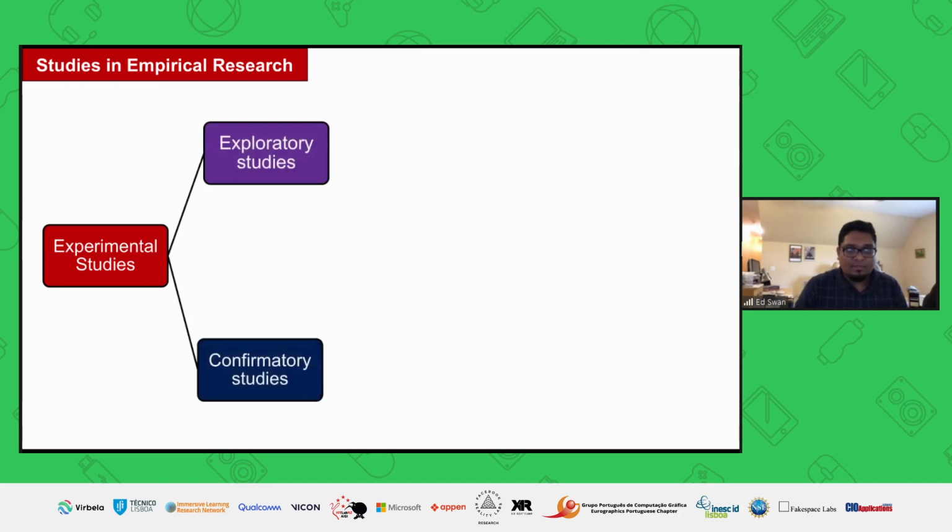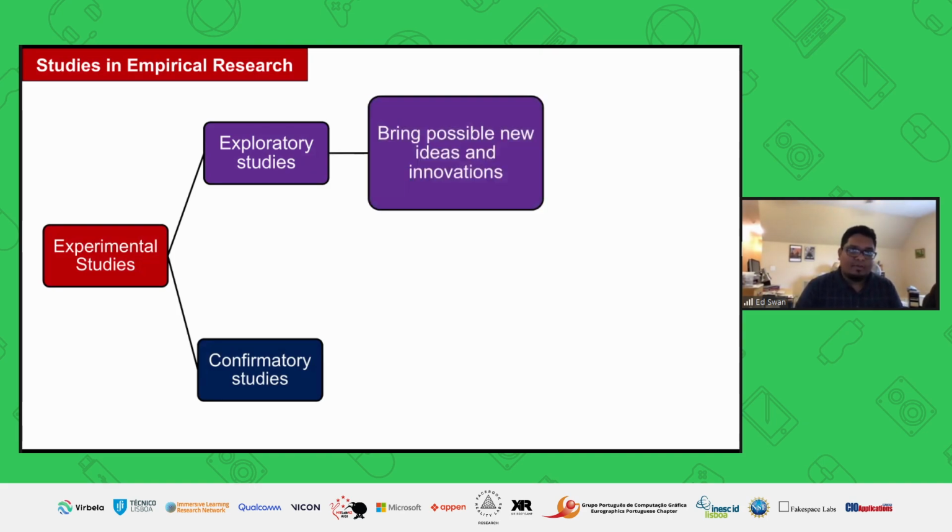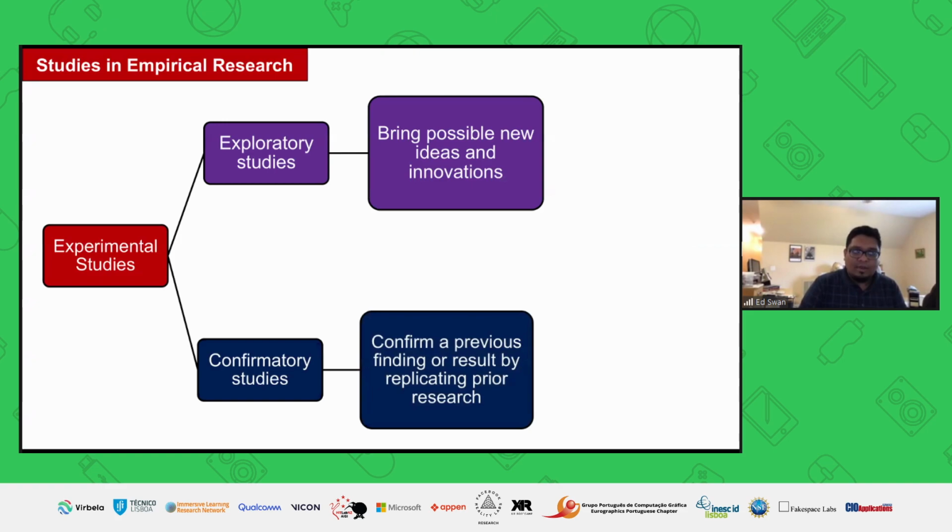So, starting with studies and empirical research. When you think about studies and empirical research, we think about experimental studies. These studies can have two types, exploratory studies and confirmatory studies. Exploratory studies bring possible new ideas and innovations in a particular research domain. On the other hand, confirmatory studies confirm previous findings or results by doing some replication. In a particular research community, there should be a balance between these two types of studies to consider contribution to that particular field. From confirmatory studies, the word replication actually comes.